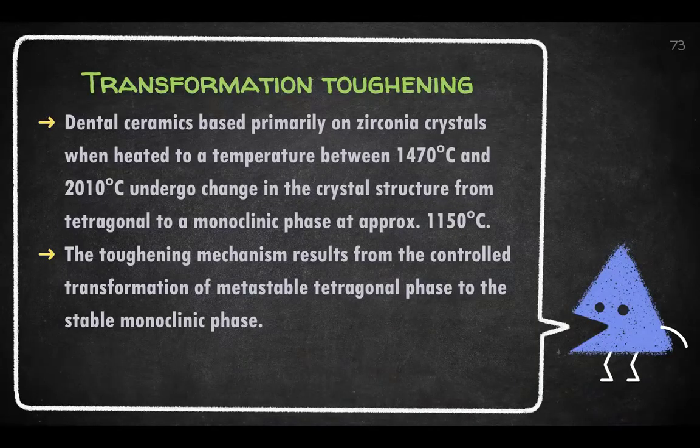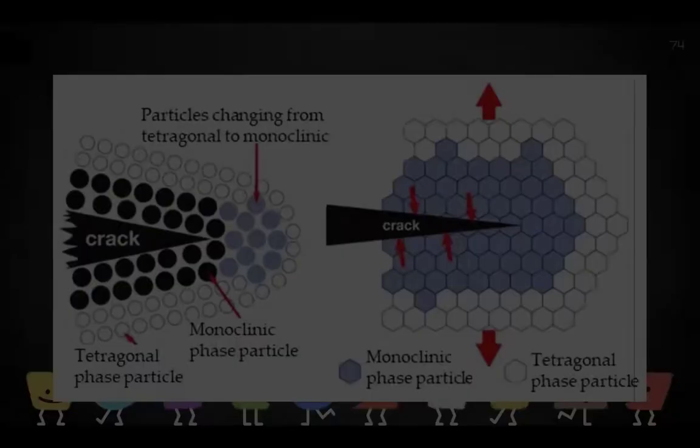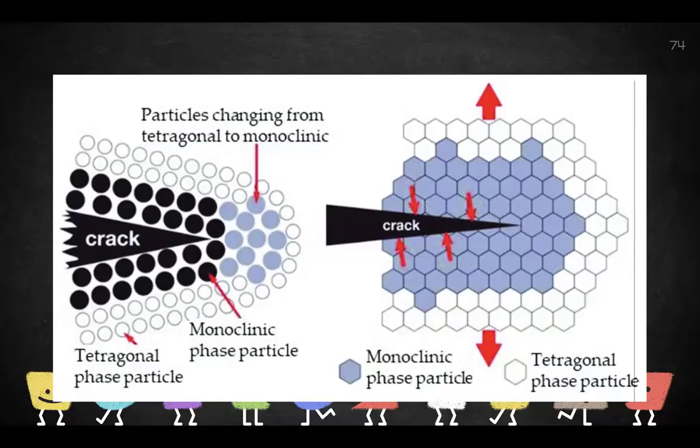Transformation toughening, again, continuing with it: dental ceramics based primarily on zirconia crystals, when heated at a temperature in the range of 1400 to 2000 degrees, undergo change in the basic crystal structure from tetragonal to monoclinic. This is a very peculiar feature of zirconia. You will learn it in higher classes. The toughening mechanism results from controlled transformation of this metastable tetragonal phase to a stable monoclinic phase. This will be dealt with at the right time.